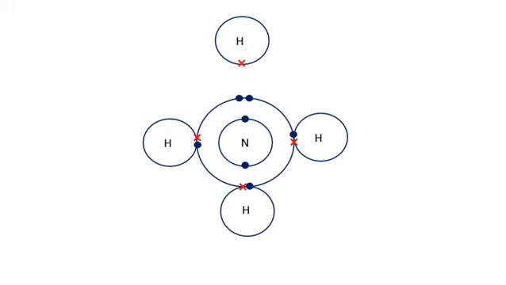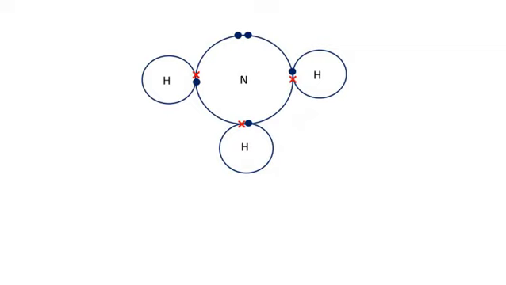If another hydrogen atom is to turn up and wants to bond to the nitrogen, it can't as an atom because there's nowhere for this electron to go on the outer energy level of nitrogen. So we don't form a giant structure, we have a simple structure.